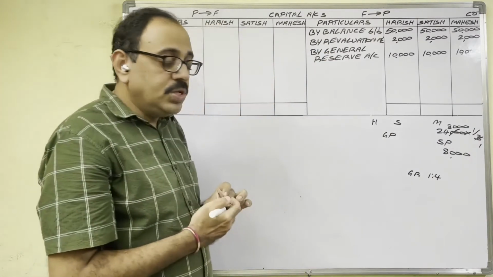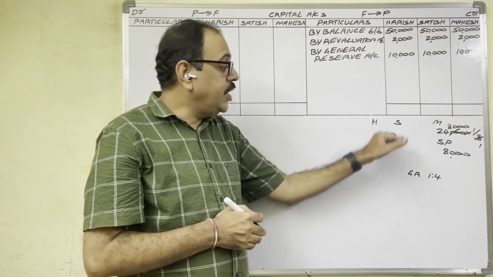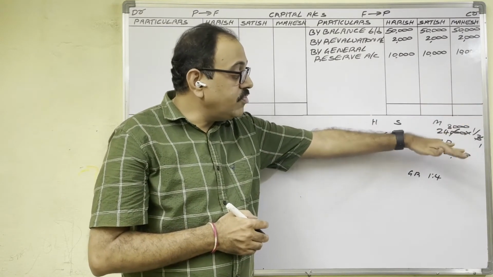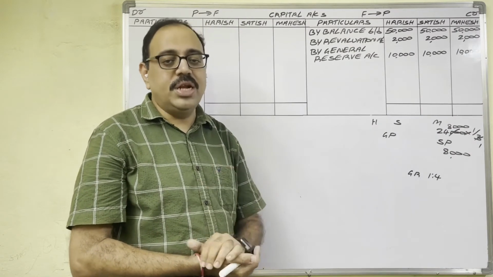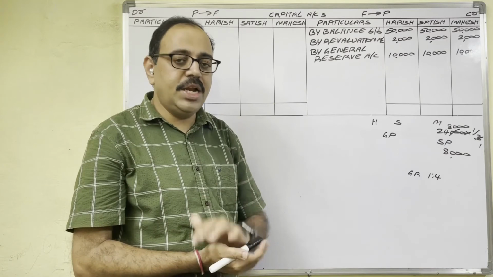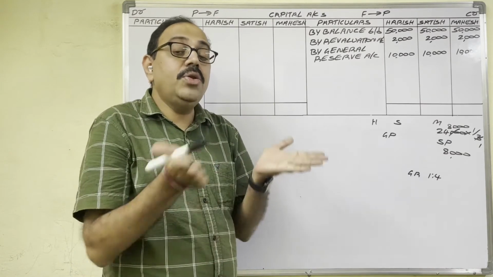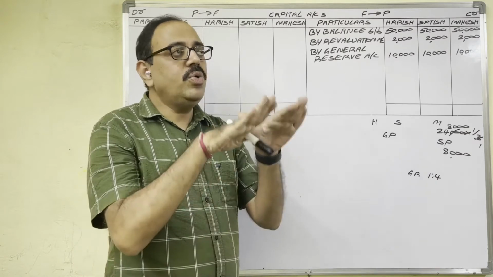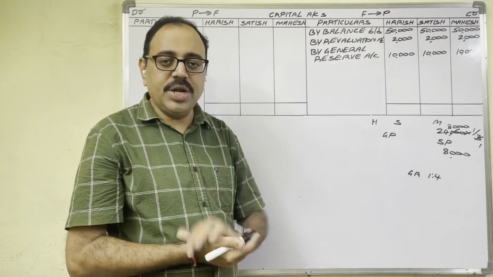How do they pay? From their capitals we have to decrease these amounts, and to the retiring partner's capital we have to increase that amount. So capital is a liability. Liability shows a credit balance. If you want to increase the liability, again you have to credit. If you want to decrease the liability, you have to write on the opposite side, means we have to debit.